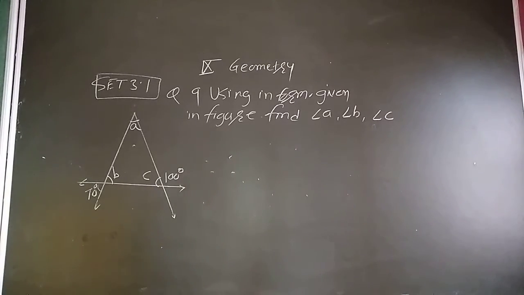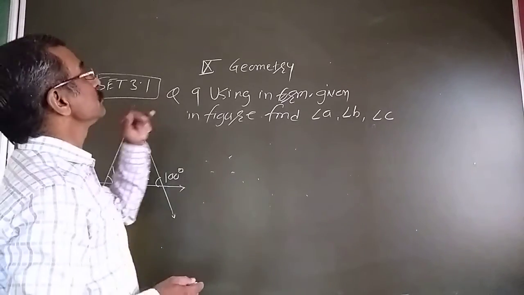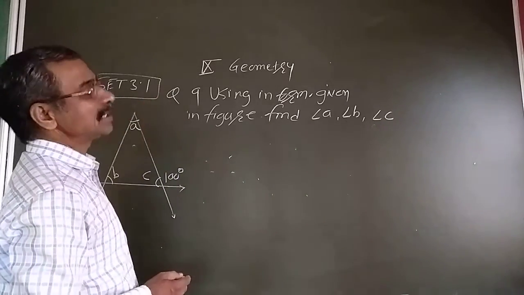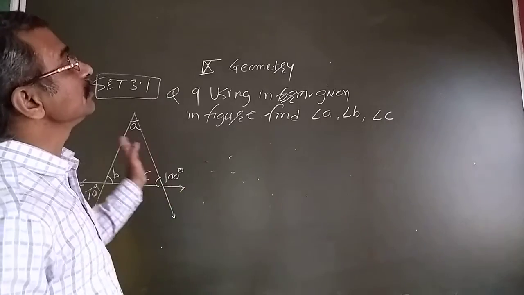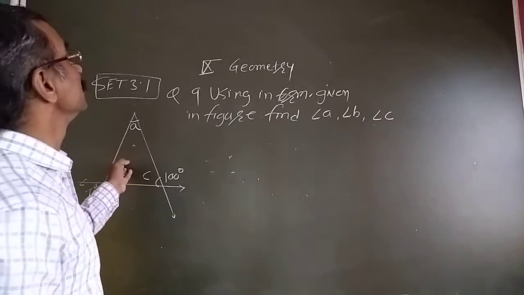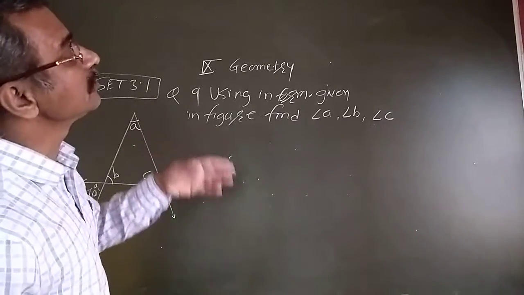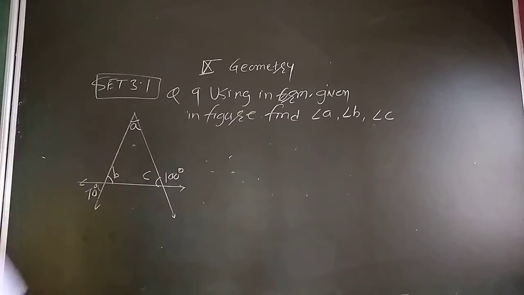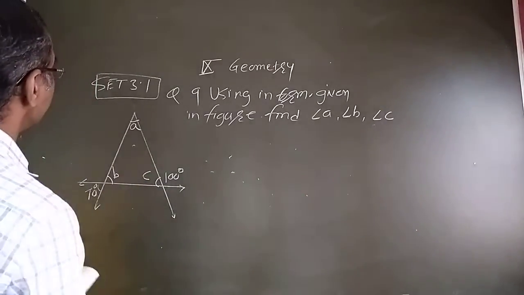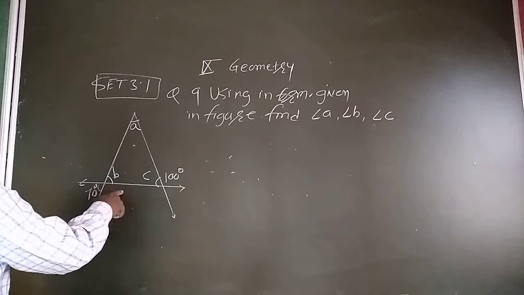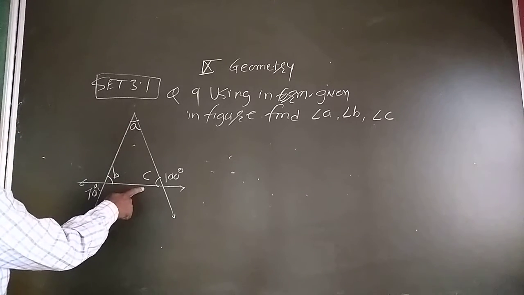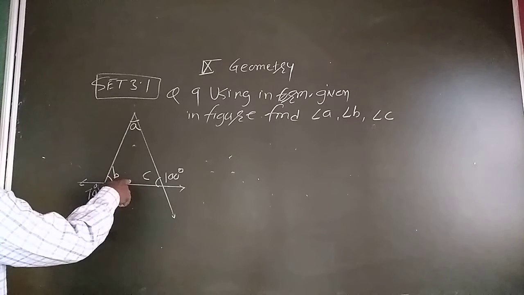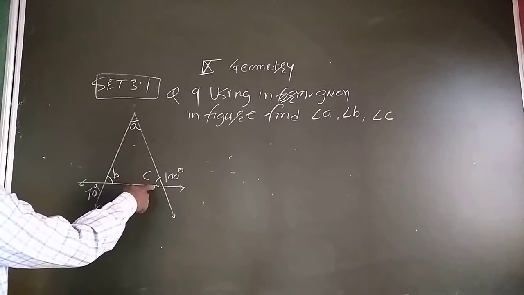Hello my science student. Today we are going to solve practice set 3.1, question number 9. Using the given information in the figure, find out the angles A, B and C. So you will observe this diagram. In the diagram a triangle ABC is given. Measures of the angles are not given, but they are given in terms of A, B, C.